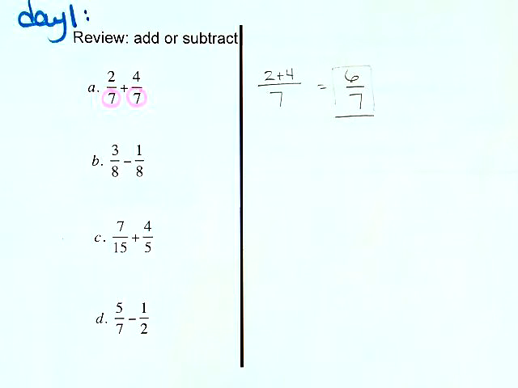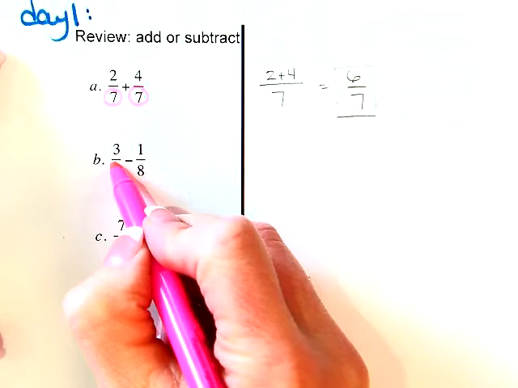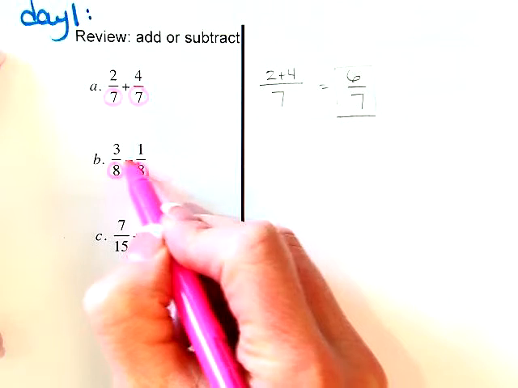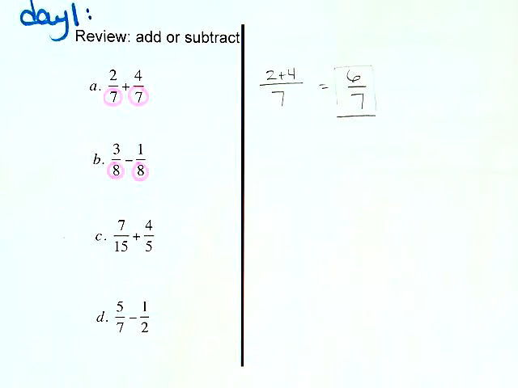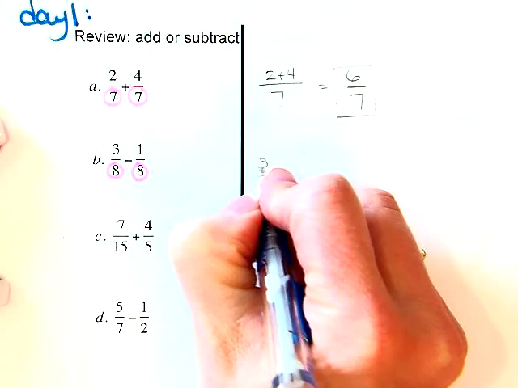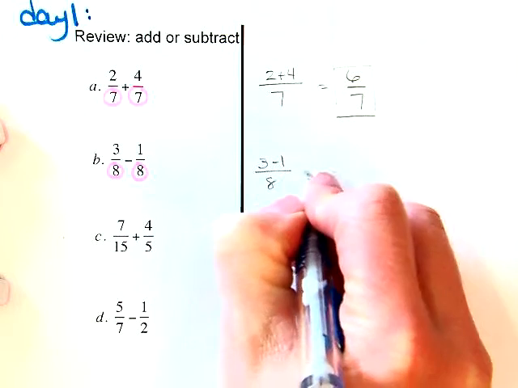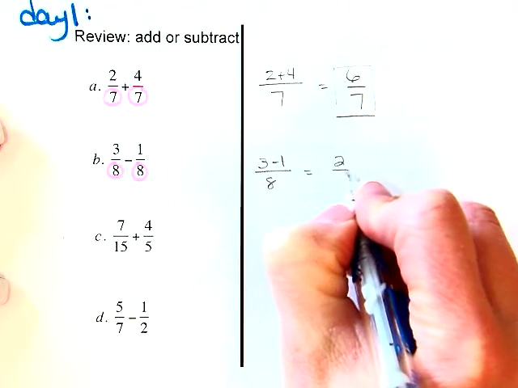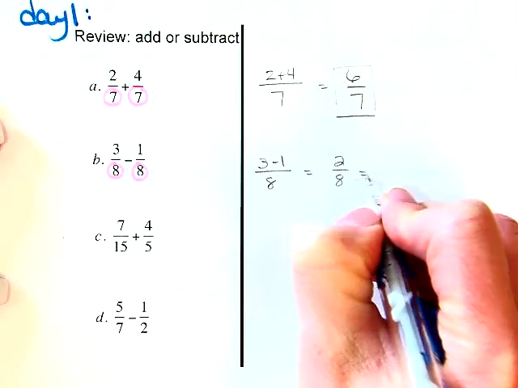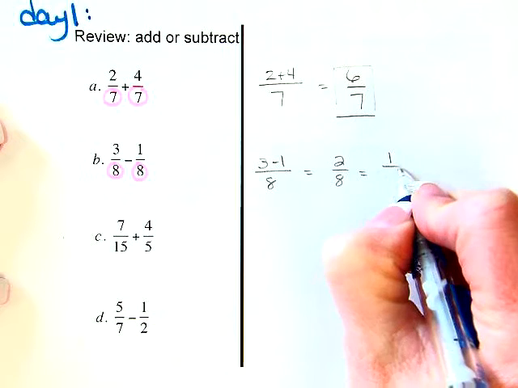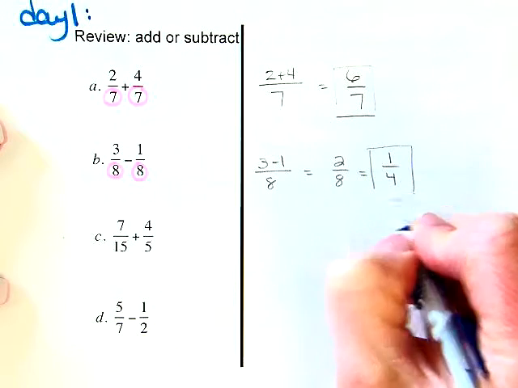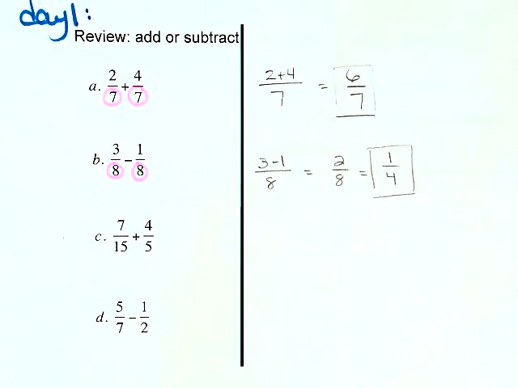So then, letter B is subtraction. And so again, you do have a common denominator, so you're ready to subtract. What you do then is you take 3 minus 1 over that 8, and so 3 minus 1 is 2, so you get 2 over 8. And then, of course, you're going to reduce that down to 1/4. So we're just trying to get your brain to go back in time and try to remember some of the skills.